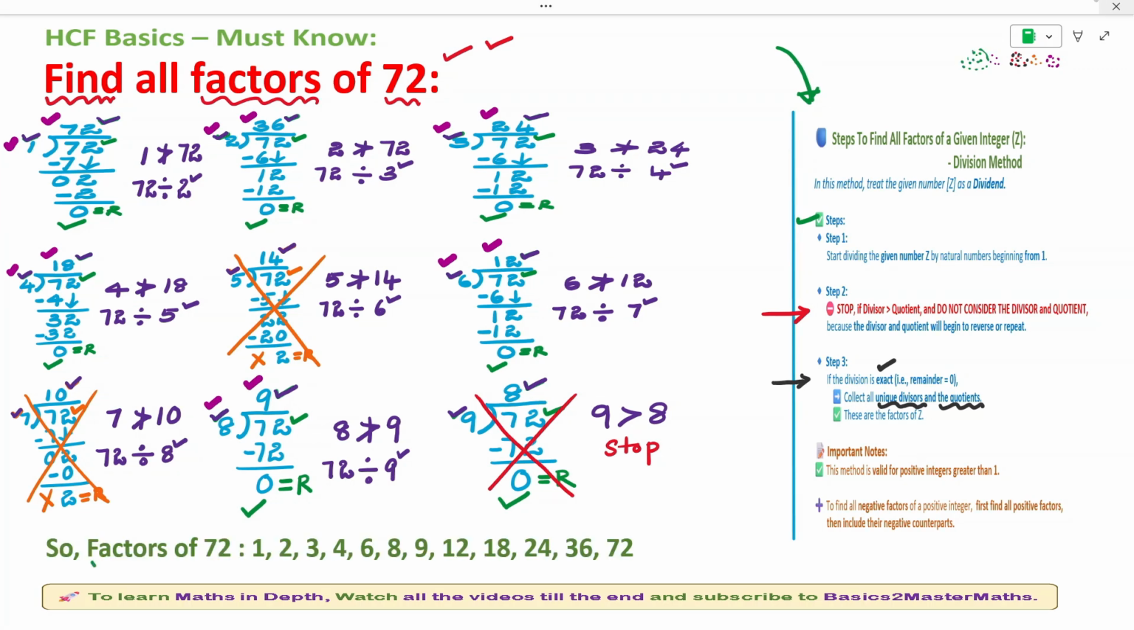So, factors of 72 are 1, 2, 3, 4, 6, 8, 9, 12, 18, 24, 36 and 72. Got it?